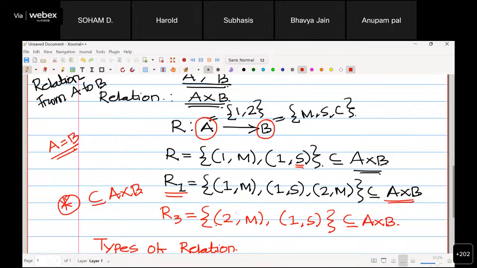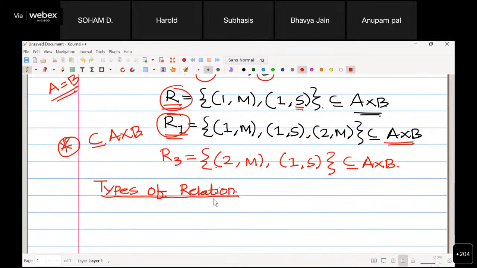So the only thing you need to check is whether R is a subset of A cross B. If R is a subset of A cross B, then R is a relation from A to B. So here R1 is a subset of A cross B. That means R1 is a relation. That's all. I don't care about anything else. The only thing I need to care about is whether it's a subset of A cross B or not.